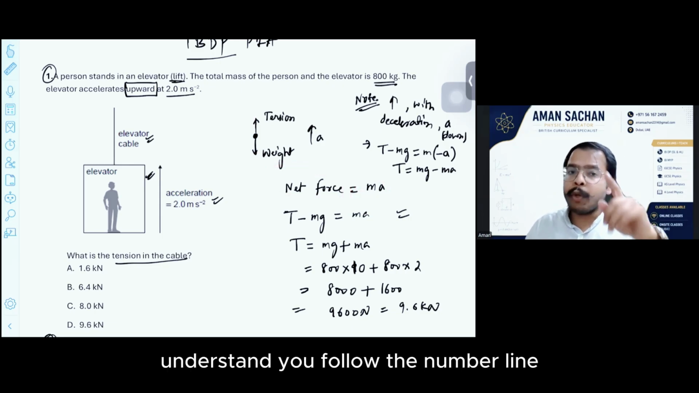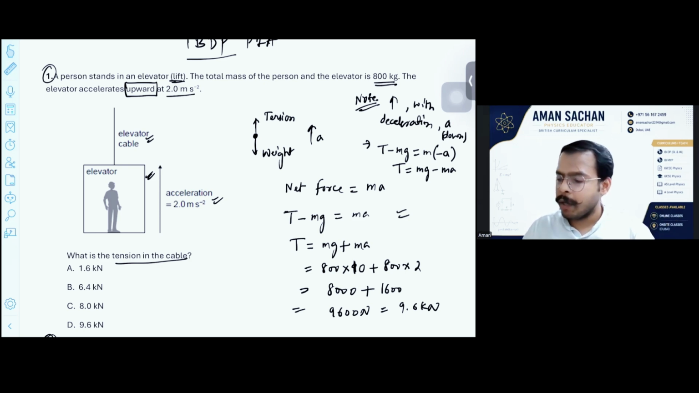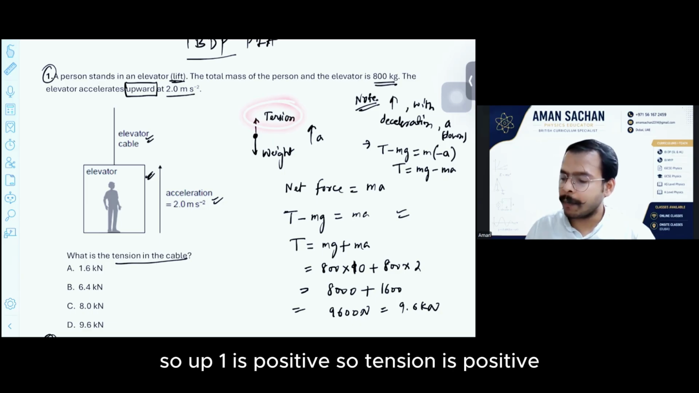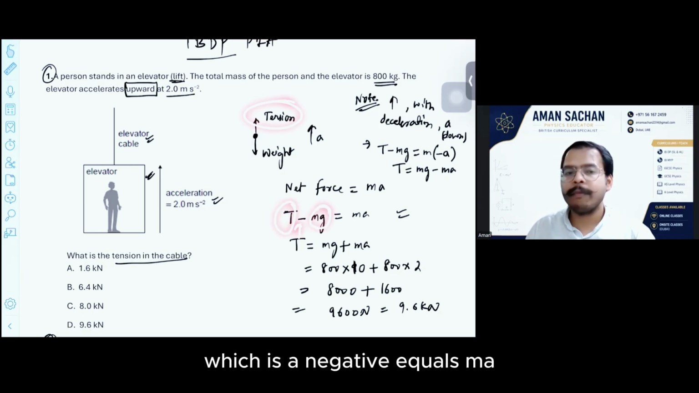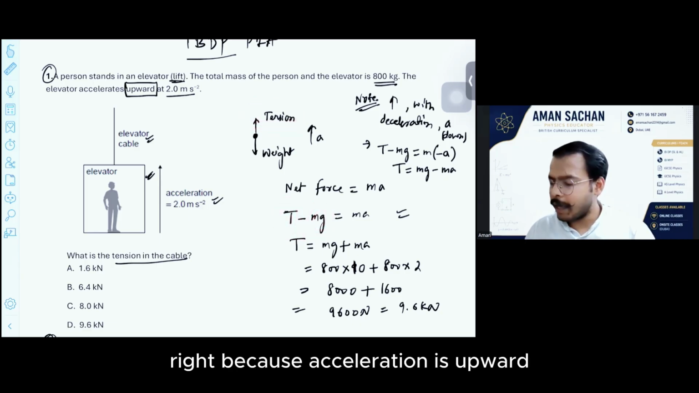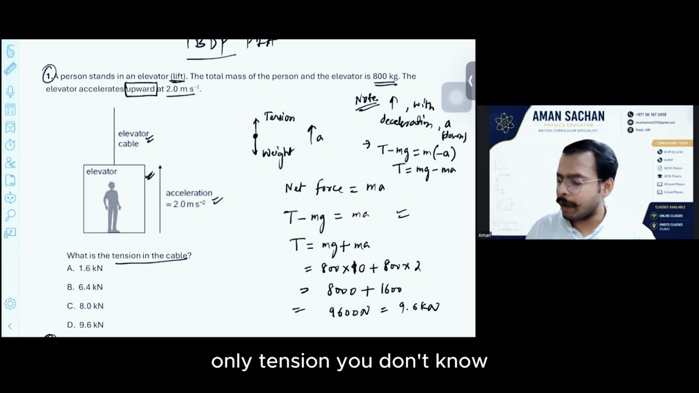Understand. You follow the number line. Number line meaning upward is positive, downward is negative. So upward is positive, so tension is positive. Downward is negative, downward is mg, which is negative, equals ma. Because acceleration is upward, it is also positive in nature. Understood? Now just plug in the values.